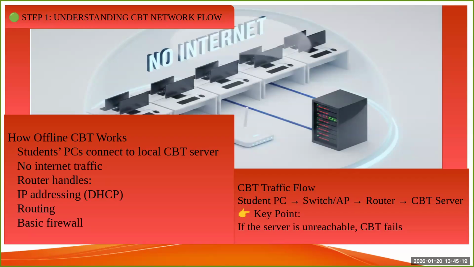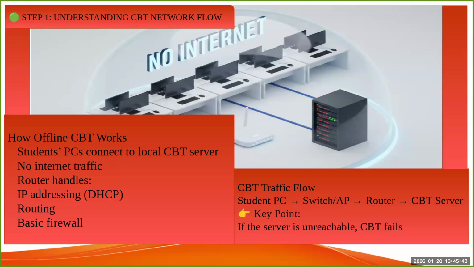So student PC connects to the local CBT server and know that internet traffic is not available. Router is the one handling IP addressing in a DHCP environment. Routing is there, basic firewalls are in place. So why are we not connecting? Is it an IP problem? Is it an access point problem? Is it a switch problem? Is it the student problem?